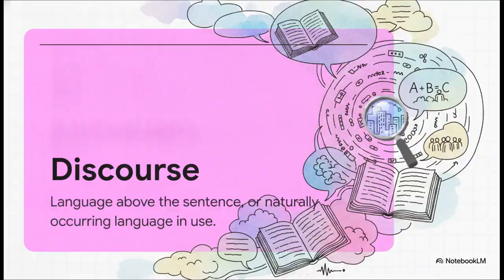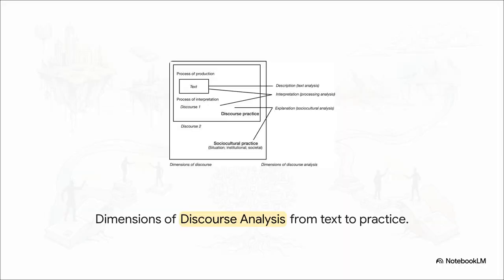This diagram brilliantly maps out our exact journey today. Right there in the center, we have the text itself. The words on a page or the sounds in a recording. But that text doesn't just exist in a vacuum. It's surrounded by discourse practice, the process of how that text is actually produced and interpreted by living, breathing people. And then, wrapping around all of that is sociocultural practice, the larger societal and institutional situations shaping the whole interaction. It's like a giant puzzle, and we're moving from that tiny inner box all the way to the outer box.